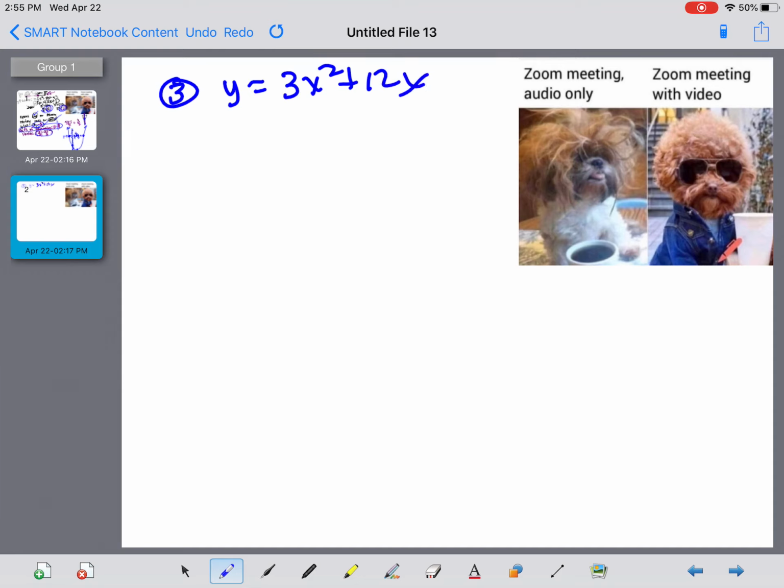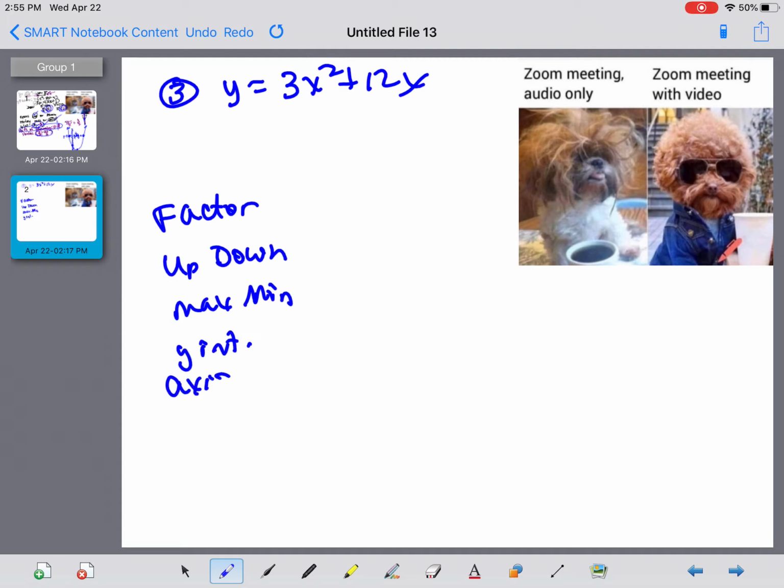So let's put our questions down. First of all, they're going to ask me to factor. Then they're going to ask me if it opens up or down. Then they're going to ask me if it's a max or min. Then they're going to ask me for my y-intercept, my axis of symmetry, my vertex, oh, and I forgot on the last one, domain and range, which we've already done this year, but I will answer both of those.